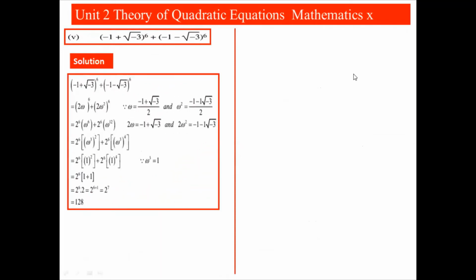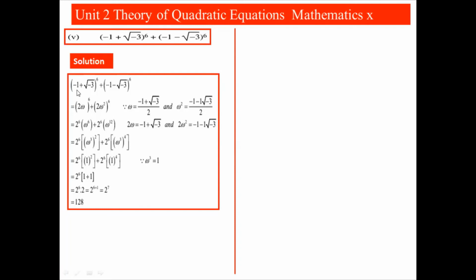It means we know that omega is equal to minus 1 plus square root of minus 3 divided by 2, and omega square is equal to minus 1 minus square root of minus 3 divided by 2. Now if I multiply both sides by 2, then we have 2 omega is equal to minus 1 plus square root of minus 3, and 2 omega square is equal to minus 1 minus square root of minus 3.